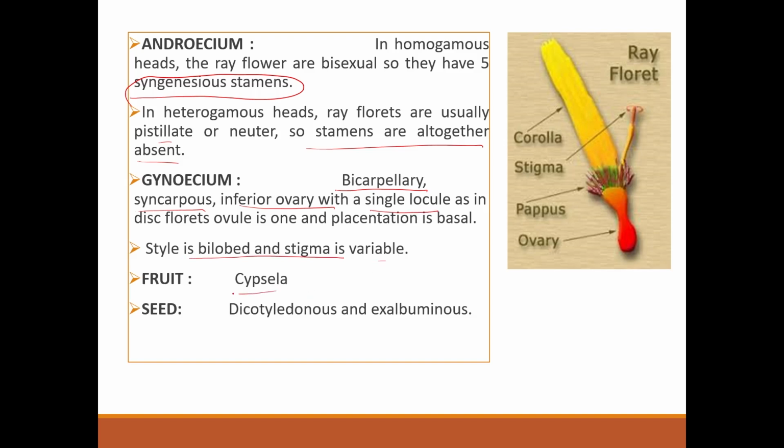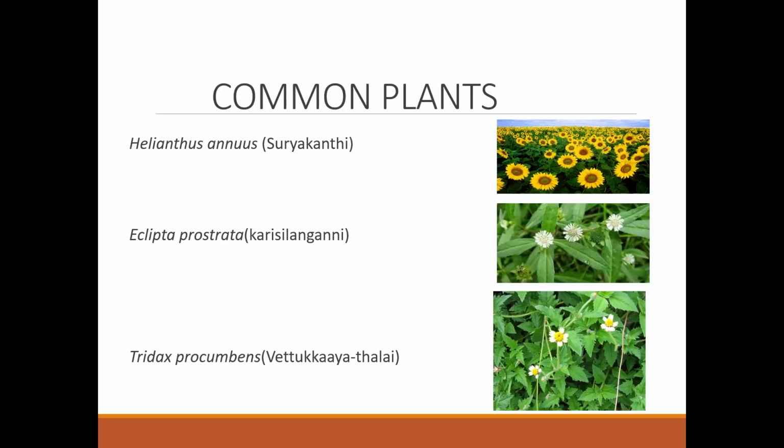And the fruit of this group is called the cypsela, and the seeds are dicotyledonous, exalbuminous seeds, and the fruit may also be called an achene. If you see the common plants of this particular family, the most common one you have seen is Helianthus, which is the Suryakanthi or Surajmukhi plant, as you can see in this particular image.